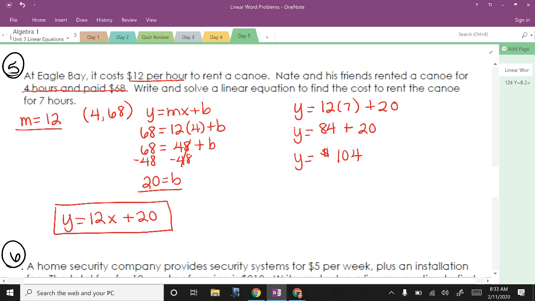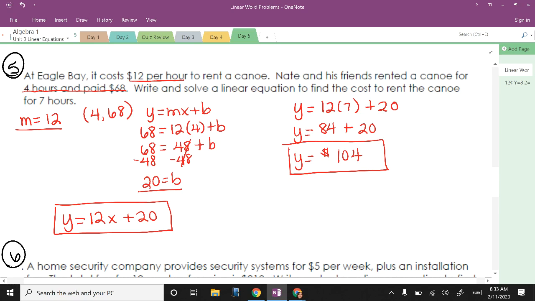Since it's a total cost, you need to put dollars with it. That's kind of your words when you have a word problem with a dollar sign. So if they're going to spend 7 hours out in the canoe, it's going to cost them $104 total. Well, if you're splitting it with some people, might not be too bad. But 7 hours is all day long.